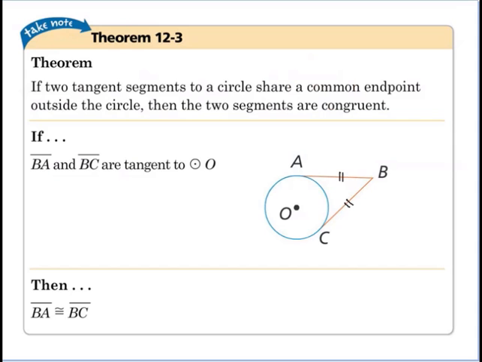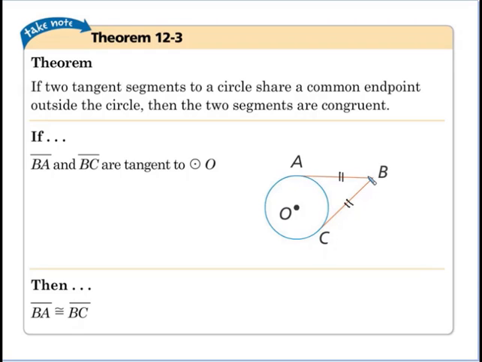Now one last property today, and that is to take the situation where maybe we draw two tangents to the same circle, and those two tangents then intersect at a point outside the circle, like point B here. So the theorem says if two tangents share a common endpoint, meaning they intersect at a point outside the circle, then those two tangent segments are congruent. I've already gone ahead and marked the congruent marks here.